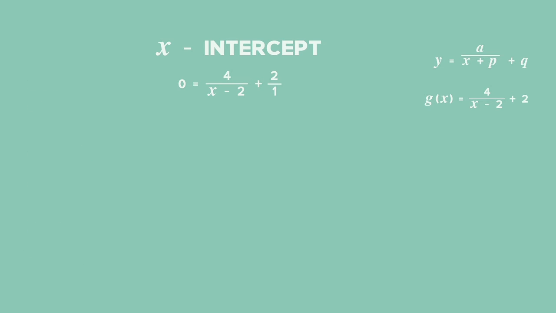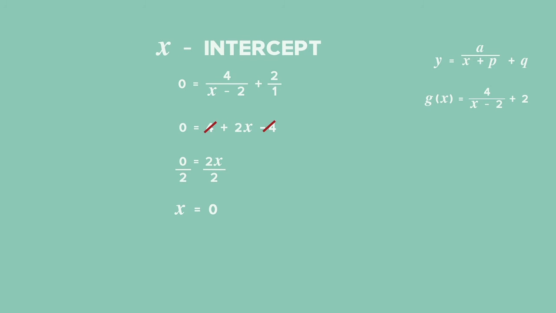So, we have 0 is equal to 4 plus 2x minus 4, but 4 and minus 4 cancel, and you have 0 equals 2x. You can divide both sides by 2. You get x is equal to 0. This is the value of the x-intercept.